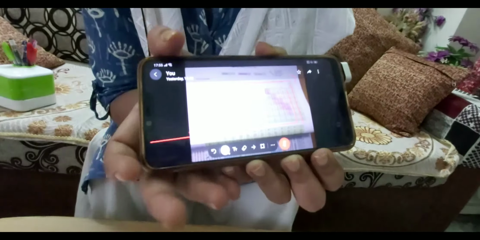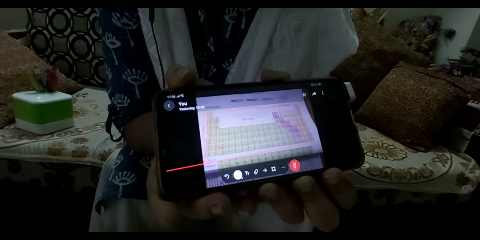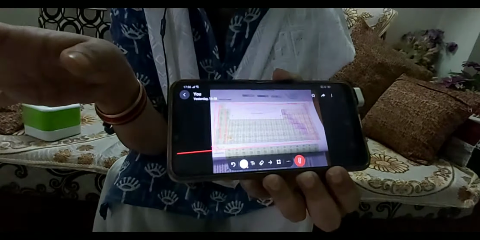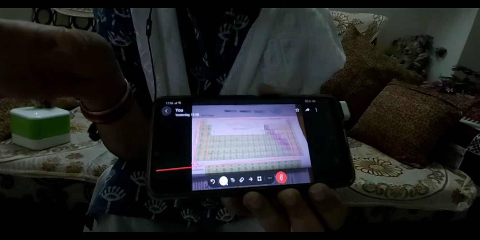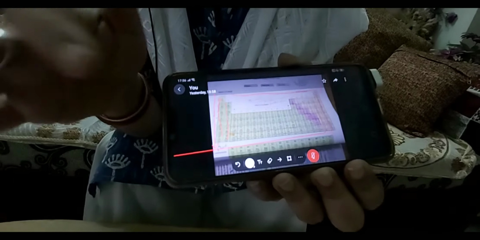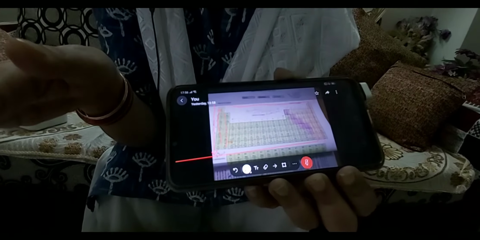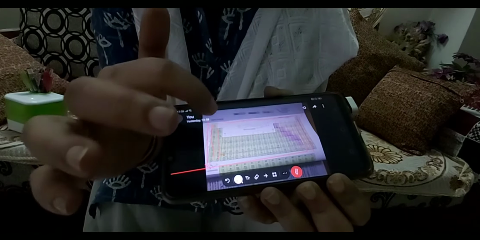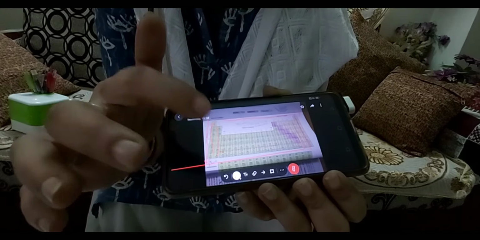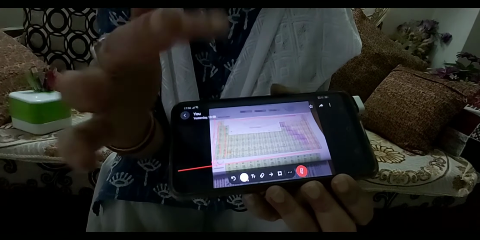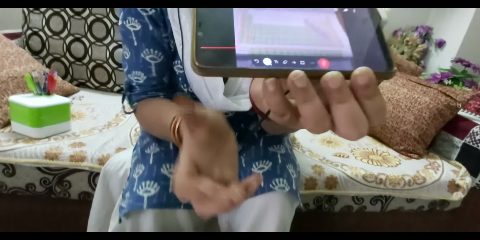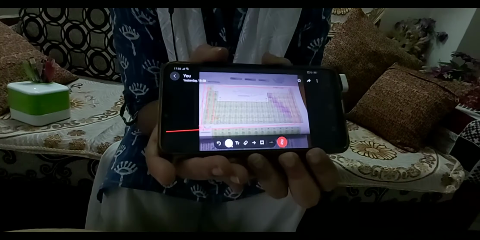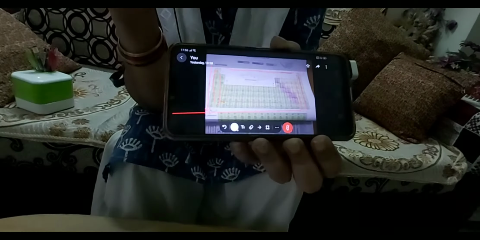The first group elements are also called the alkali metals because they readily react with water and form alkalis. They are lithium, sodium, potassium, etc. Now, if you go to the second group elements, they are beryllium, magnesium, calcium, strontium, etc. They are also called the alkaline earth metals, because they are found abundantly in the earth's crust.